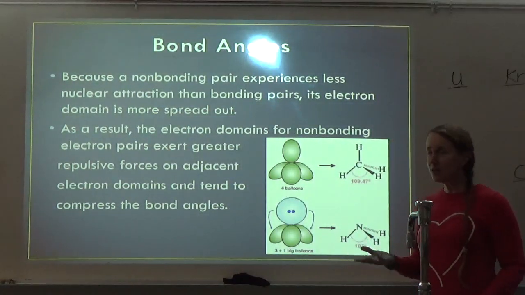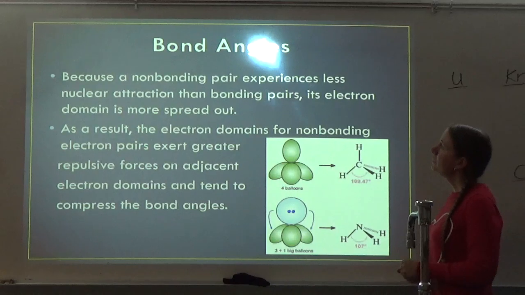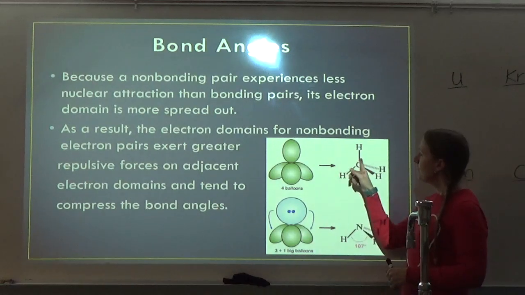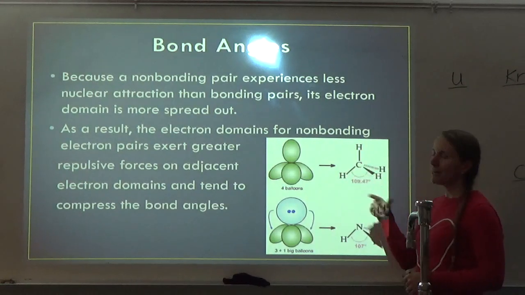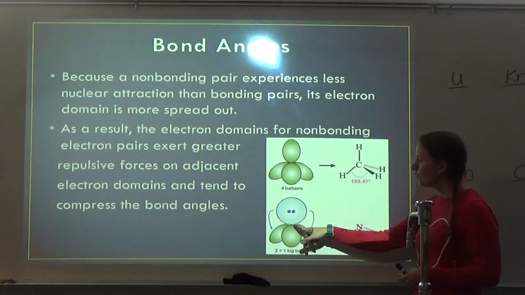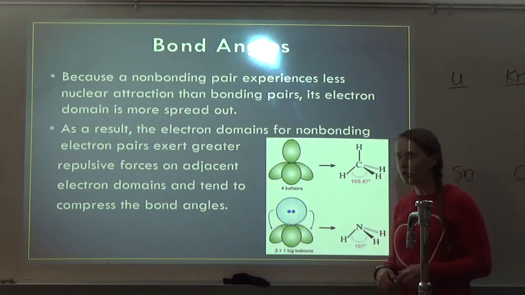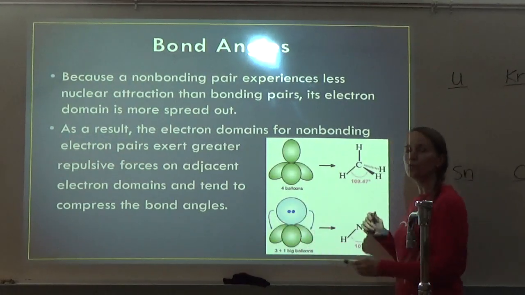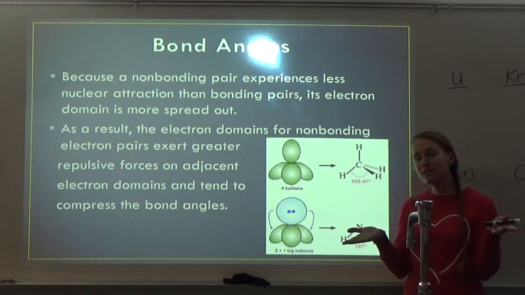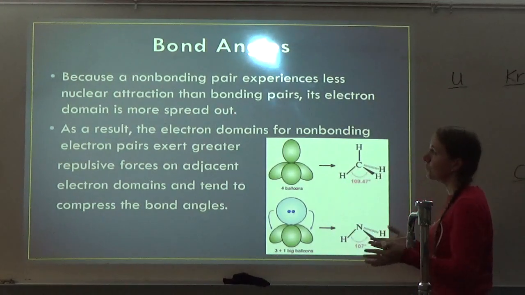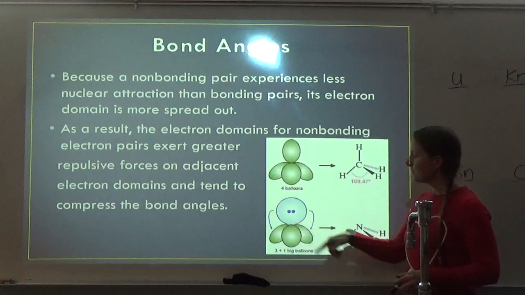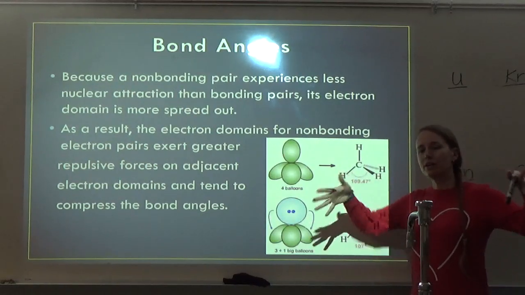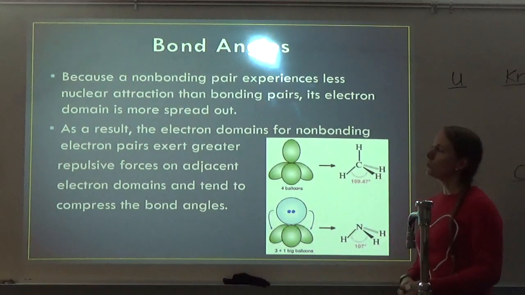All right, so let's talk about some of those bond angles. So we already discussed what they are. Because non-bonding pairs experience less nuclear attraction than bonding pairs, its electron domain is more spread out. So y'all, when you have a bonding domain, it's held in place by 2 nuclei. When you have a lone pair, it's only held in place by 1 nuclei. So that's another reason why you'll see me balloon it out, is I'm trying to remind you it's there, but it also takes up a lot of room. So because lone pairs take up a lot of room, they'll kind of spread out and squeeze some of the bonds a little closer together.